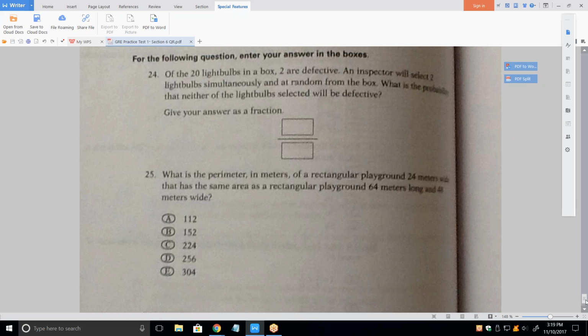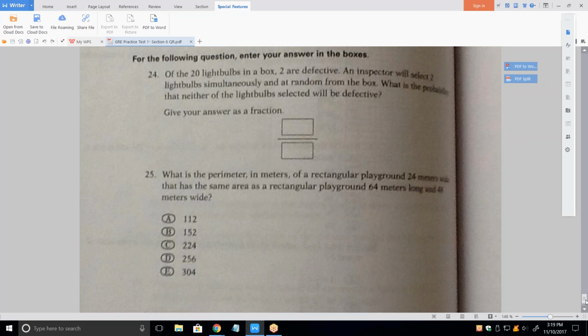That is the key. The fact that he's doing it simultaneously is the same as drawing two bulbs without replacement. He doesn't draw the first bulb, check it, put it back, and draw another bulb. He draws the first bulb, checks it, and draws the second bulb out of the remaining 19. Right. So, what is the probability that neither of the light bulbs will be defective?